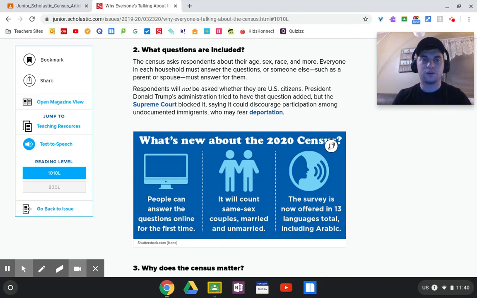All right, section 2. What questions are included? The census asks respondents about their age, sex, race, and more. Everyone in each household must answer the questions, or someone else, such as a parent or spouse, must answer for them. Respondents will not be asked whether they are U.S. citizens. President Donald Trump's administration tried to have that question added, but the Supreme Court blocked it, saying it could discourage participation among undocumented immigrants who may fear deportation.